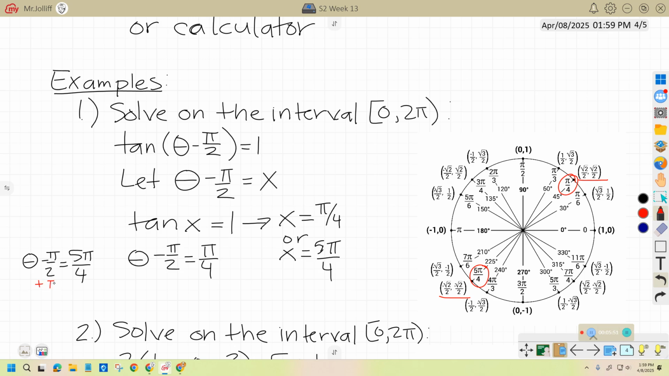Plus pi over 2 plus pi over 2. Got to do it to both sides of the equation. I know when I add or subtract fractions, they have to have common denominators. What can I multiply 2 by to turn it into 4? 2. So top and bottom by 2. Top and bottom by 2.